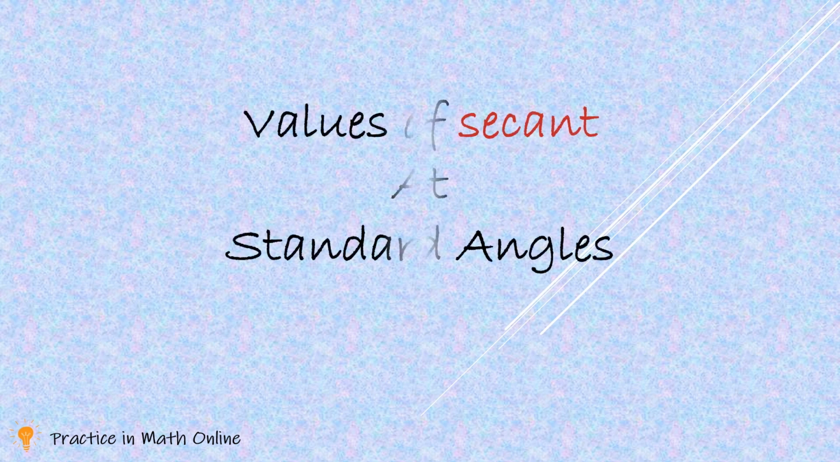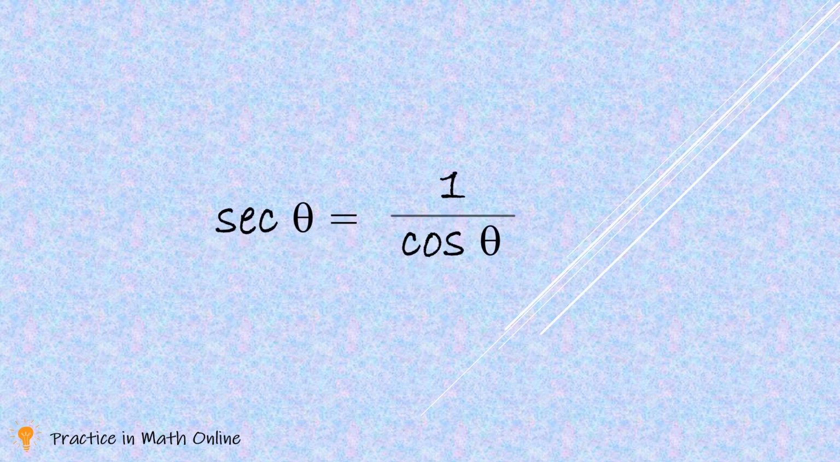Let's look at the next trigonometric function, values of secant at standard angles. Again, we have a relationship between sec and cos, which is sec theta is equal to 1 over cos theta. Like we did with cosec, we can either find the values of cos and then invert them to find the values of sec, or we can use the basic triangle method to find the value of sec theta. Let's see it with different angles.